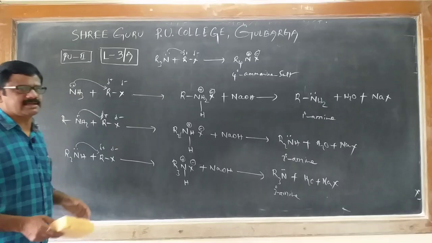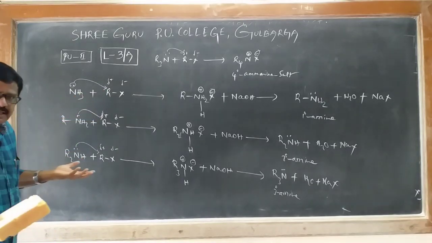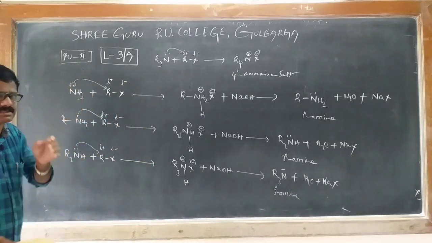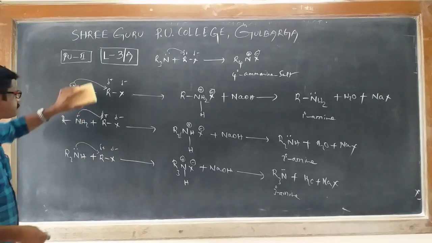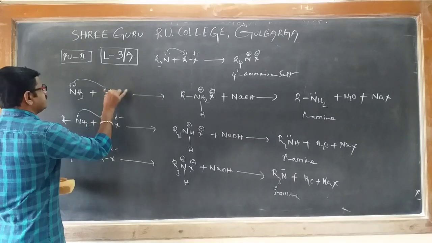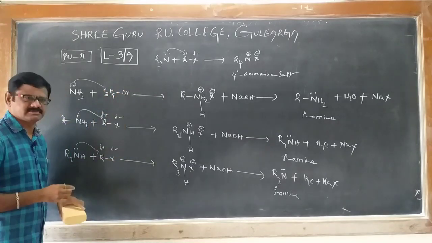All these are general reactions. Why? Because we have used R. Which alkyl group we have taken, that we don't know. That's why these are called general reactions. Now we will take examples. For example purposes, instead of R I will write ethyl, and instead of X I will take bromine, any halogen, it doesn't matter.